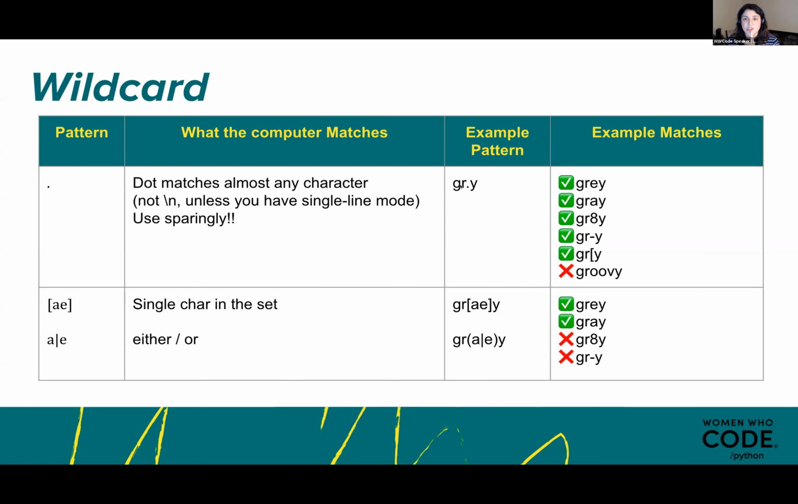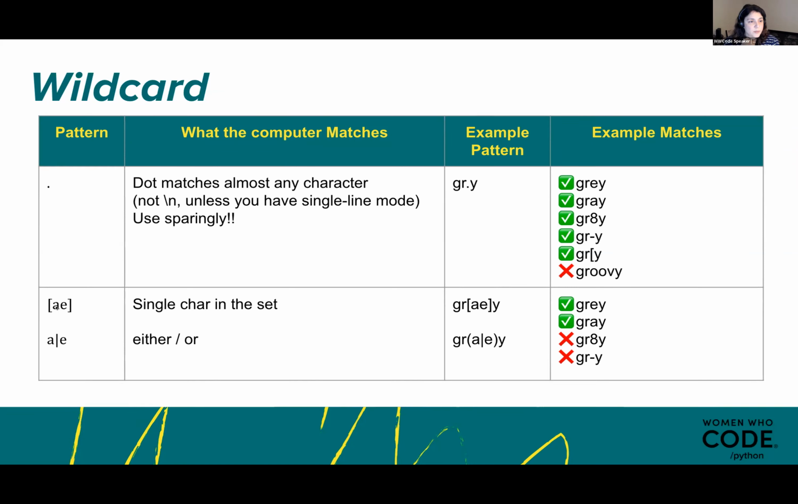So in this example, we have gr.y. It'll match GREY, it'll match GRAY, it'll match GR8Y, dashes and open braces, but it's not going to match GROOVY because that's too many characters. It would actually match GRO, and then it'd hit the second O and be like, no, that's supposed to be a Y. So it won't match. These are very useful when you're trying to set up and learn and develop a pattern, but it's usually too open-ended to be useful for a final pattern.